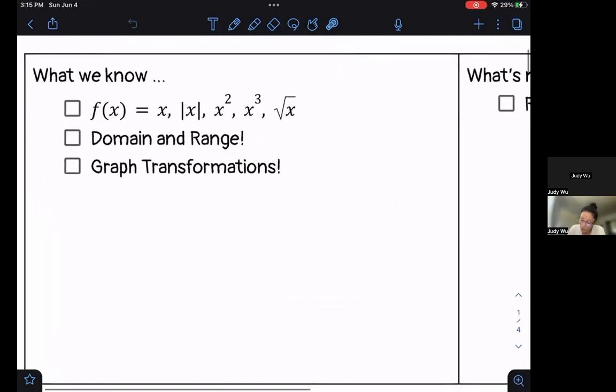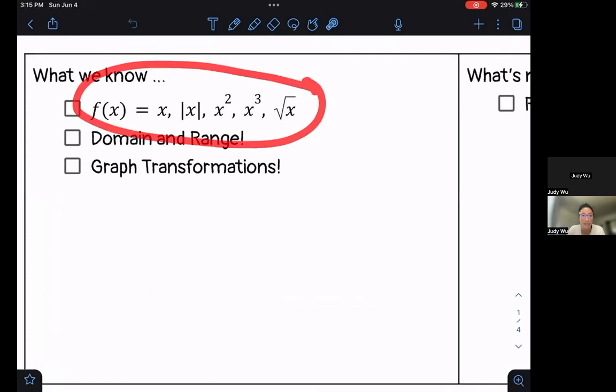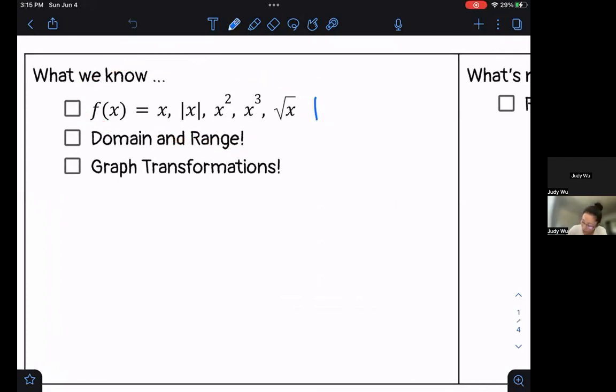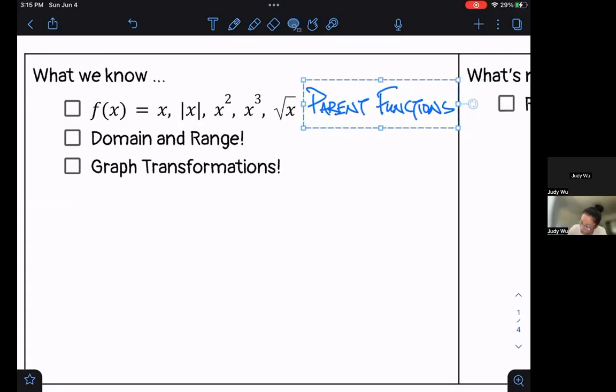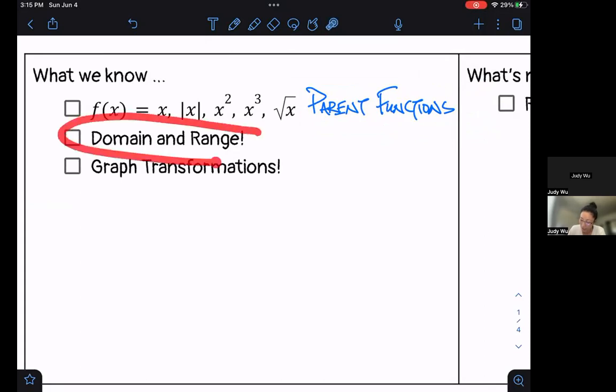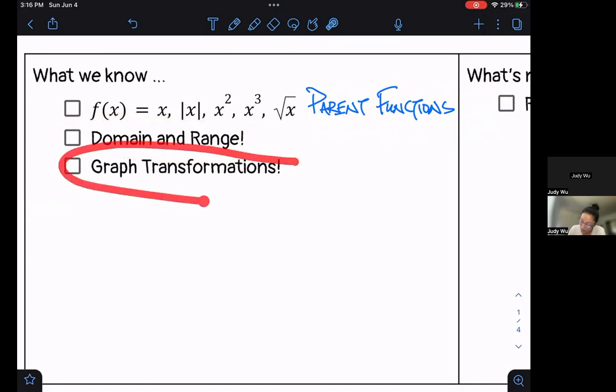And so some of the things we know might be this list of parent functions that we've been looking at for quite some time now, all right? So making sure we know what the shape is, how to sketch maybe a few important points on there so we get the right shape, making sure we know our characteristics of these, like domain and range. And then we've been spending some time talking about graph transformations.